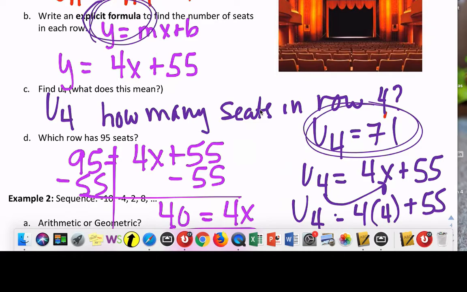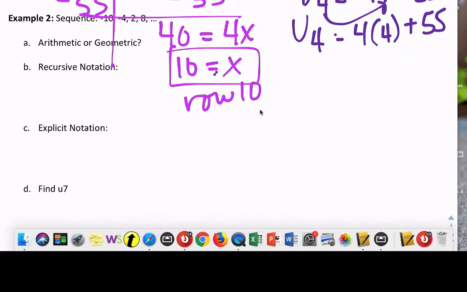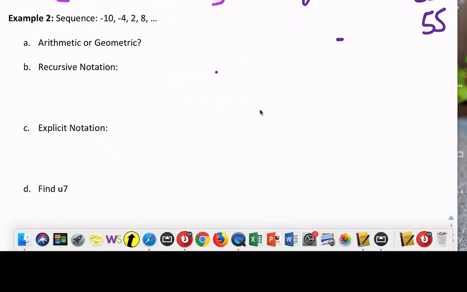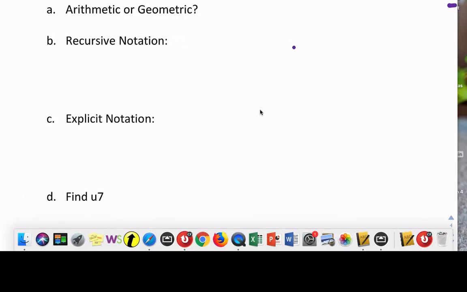All right, let's take a look at something that's a little bit different here. So let me erase some of my work. All right, let's take a look at this next sequence right here. Is this arithmetic or geometric? So you have to figure out, are you adding or subtracting or multiplying and dividing to find the next term?